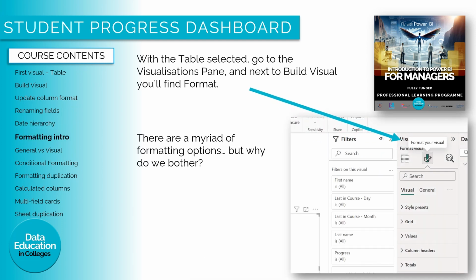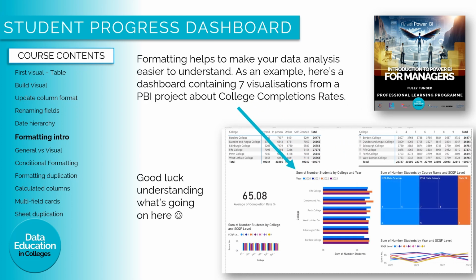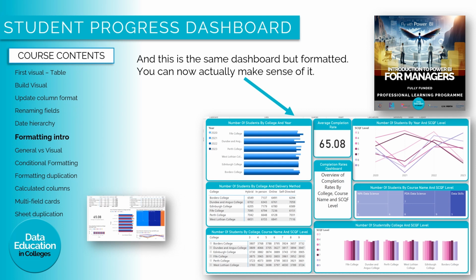But with the table selected, this time next to Build Visual, go to Format Your Visual. Loads of formatting options, but why do we bother? Well, there we go, this is why. That's an example dashboard there with 7 visualizations from a different project we did. Good luck making any sense of it. But that's the same one. That's it formatted. It now makes sense.